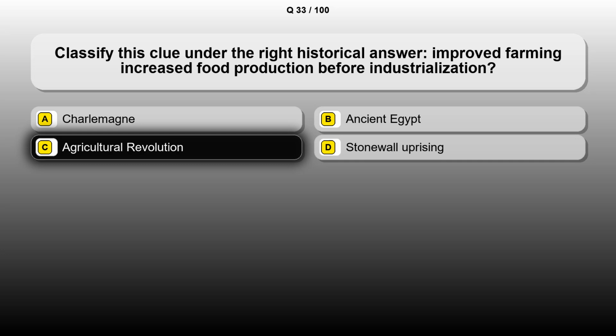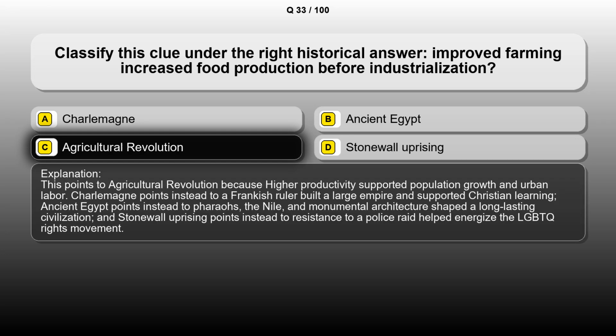The correct answer is option C, Agricultural Revolution. This points to agricultural revolution because higher productivity supported population growth and urban labor. Charlemagne points instead to a Frankish ruler built a large empire and supported Christian learning. Ancient Egypt points instead to pharaohs, the Nile, and monumental architecture shaped a long-lasting civilization, and Stonewall Uprising points instead to resistance to a police raid helped energize the LGBTQ rights movement.